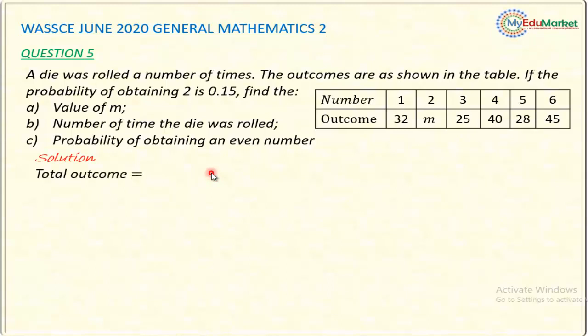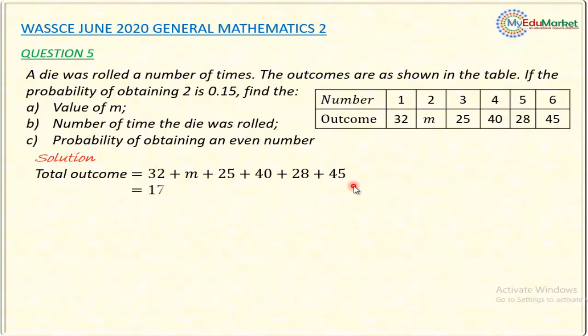So what I'll do first is to get the total outcome, because in the question it says it was rolled a number of times. The total number of times it was rolled will be the total outcome, because in each roll there is an outcome. So the total outcome will be nothing but the addition of all these columns: 32 plus M plus 25 plus 40 plus 28 plus 45. This will give us the total outcome.